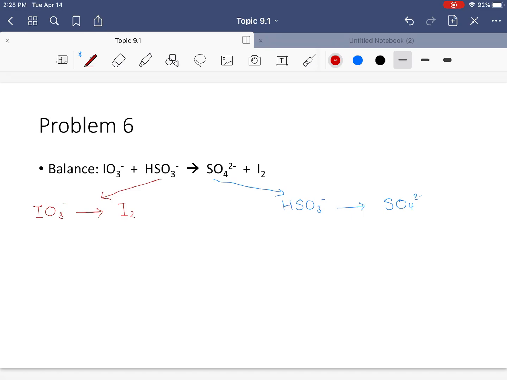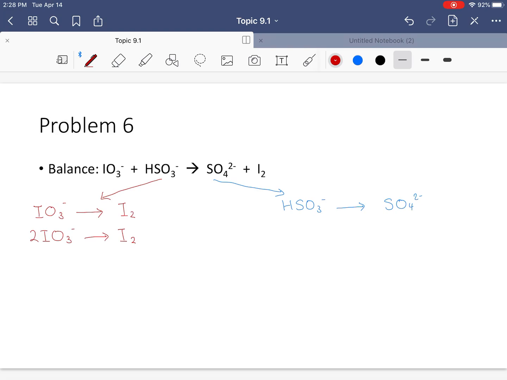All right, so what am I going to do now? Well, if you remember from what we learned yesterday, the first thing we should do is to make sure that all entities other than oxygen and hydrogen are balanced. So for the red side, we want to make sure that iodine is balanced by putting 2 in front of iodate. See? Now we will worry about the oxygen and hydrogen.